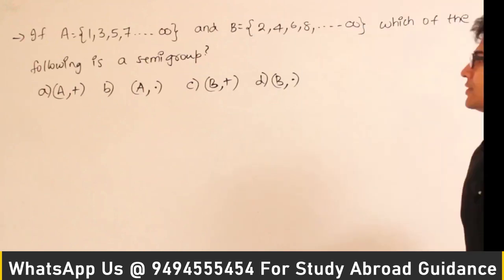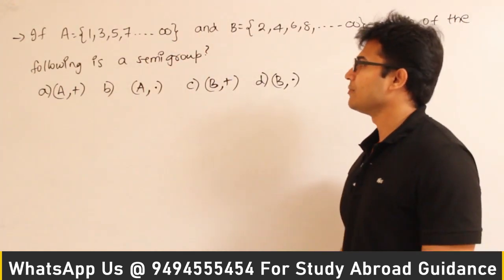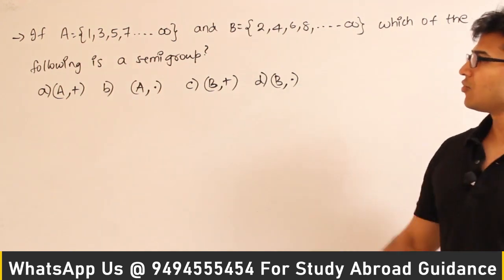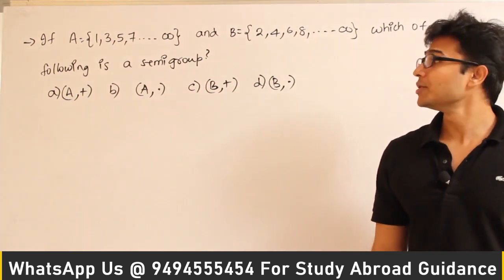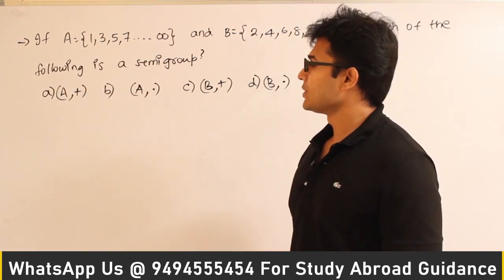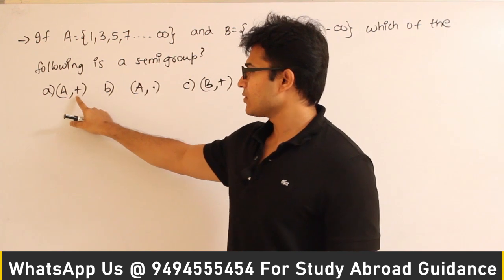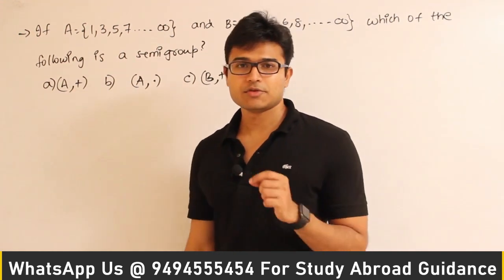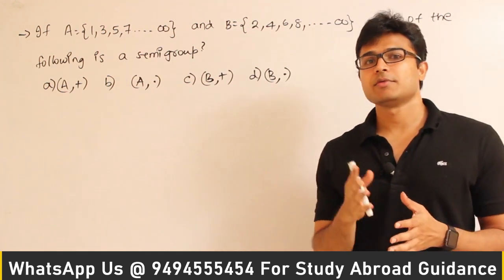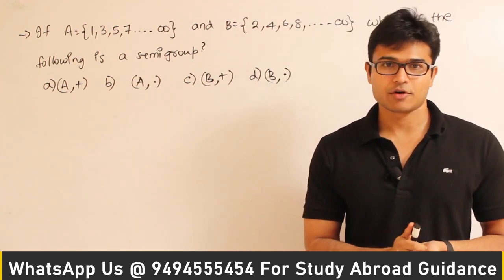See this one. Given that A is the set of all odd numbers and B is the set of all even numbers, the question is which of the following is a group, semi-group, not group, semi-group. They have given us 4 options. For each set they have associated an operation. Now we are supposed to say whether this set with respect to that particular operation is a semi-group or not.